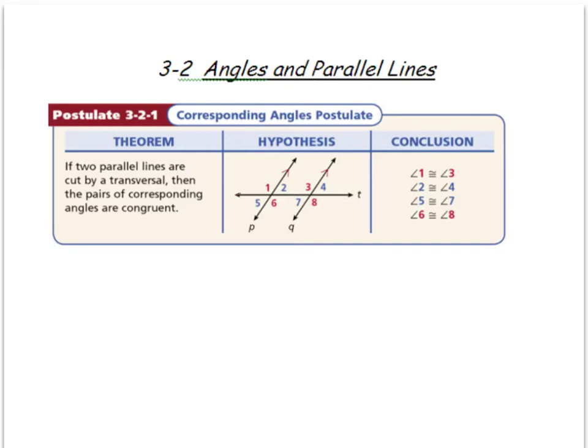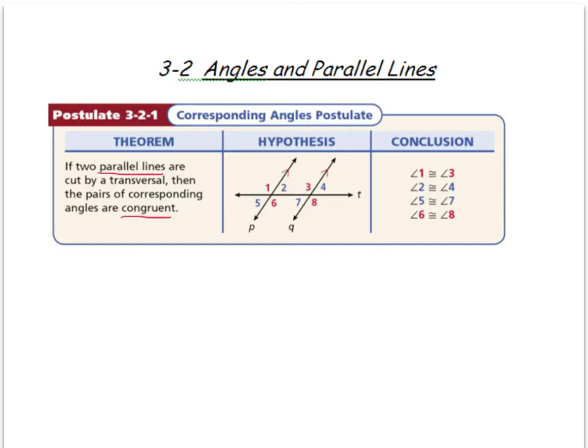So when I'm working with the angles here, let's talk about angle 1 and angle 3. That's a pair of corresponding angles. And it says, if two parallel lines are cut by a transversal, so I've got two lines, P and Q, that were given to me as parallel, then we know that the pair of corresponding angles that are formed are indeed congruent. So one pair of corresponding angles would be 1 and 3, and we then know that they are congruent.